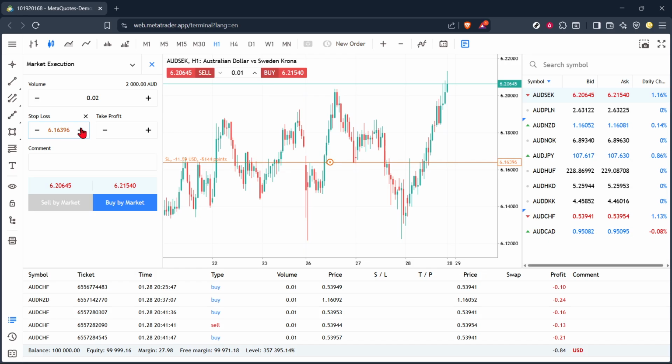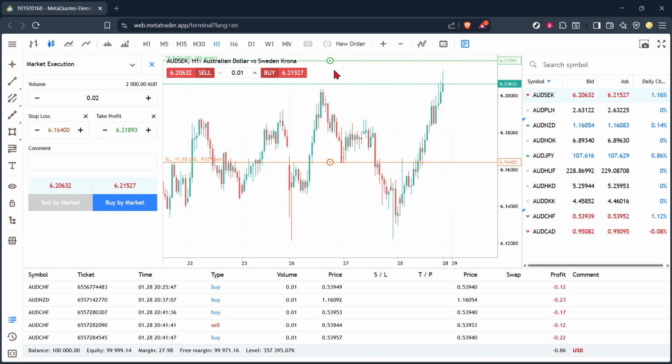Many traders think in terms of pips or a specific monetary risk, then convert that into a price level. If your platform shows distance and points as you type, that can help you confirm you're setting the risk you intend.